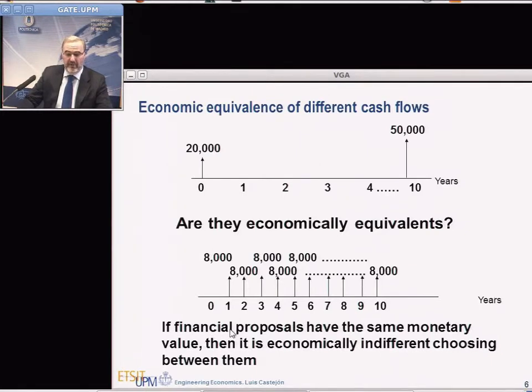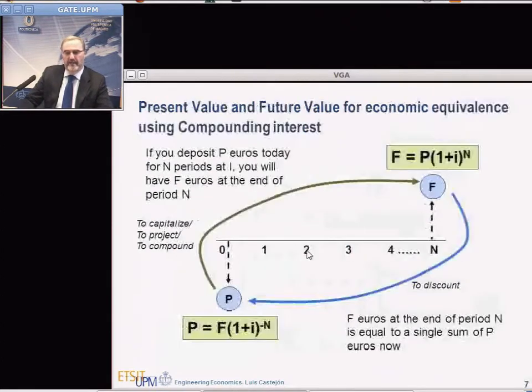So the rule is that if both financial proposals, option 1 and option 2, have the same monetary value today, then it is economically indifferent choosing between them. If they have the same economic value today, you are indifferent about them. So you can invest in either, but it depends on the interest rate.